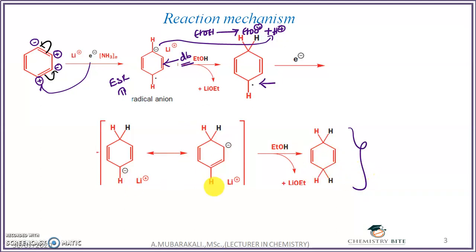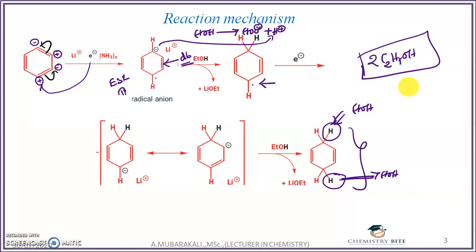Clear? So you can see the two new hydrogens we have added. These two new hydrogens came from the ethanol. So how many molecules of ethanol have we used in this? Two molecules of ethyl alcohol were consumed here.